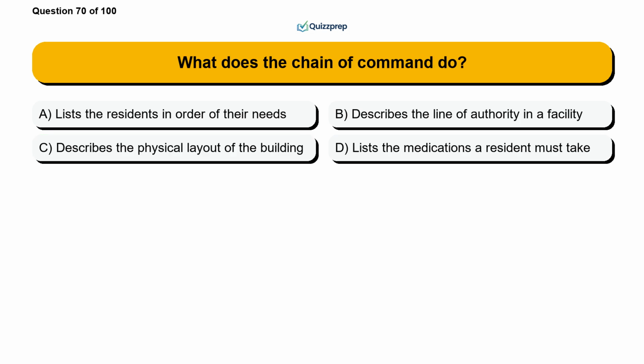Question 70. What does the chain of command do? Option A, lists the residents in order of their needs. Option B, describes the line of authority in a facility. Option C, describes the physical layout of the building.